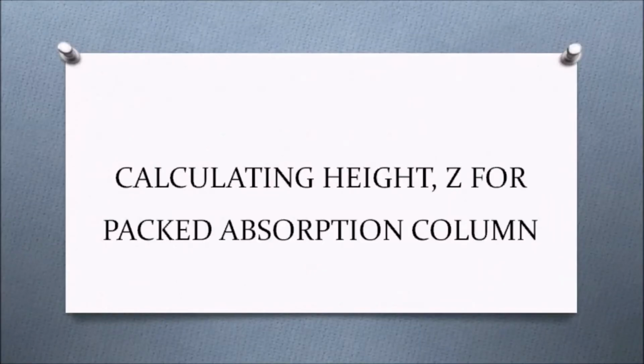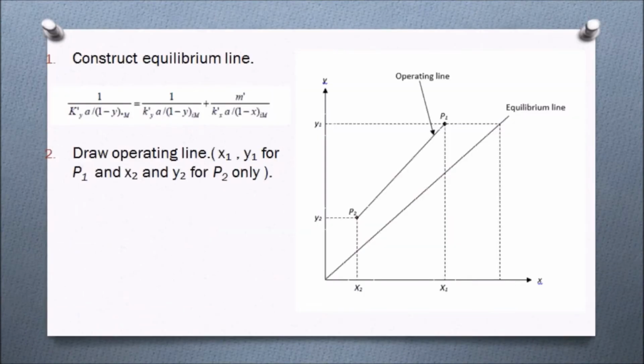Okay, I am Anis and I will briefly explain about calculating the height for a packed absorption column. Firstly, we need to construct the equilibrium line, whose values will be given in the question, and the operating line. For the operating line, we only need x1, y1, and x2, y2 to construct it and connect the P1 and P2 in a straight line.